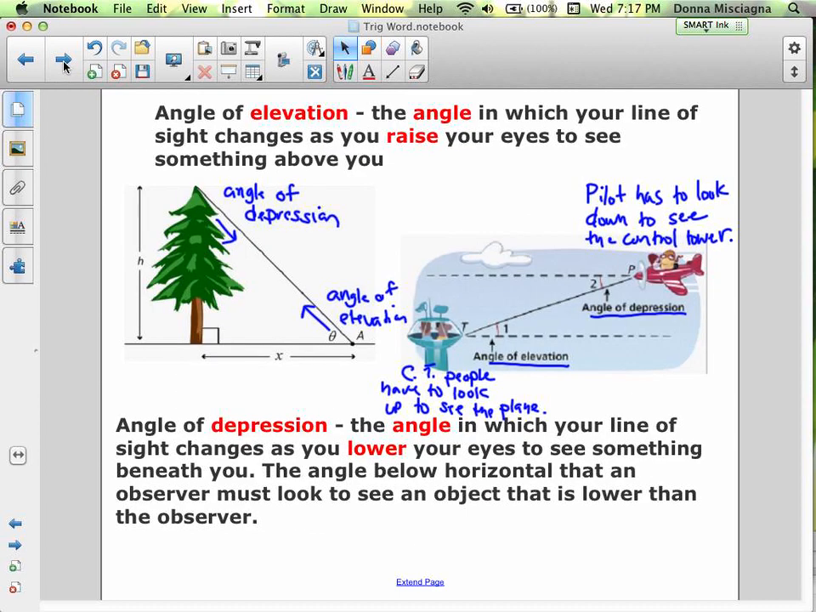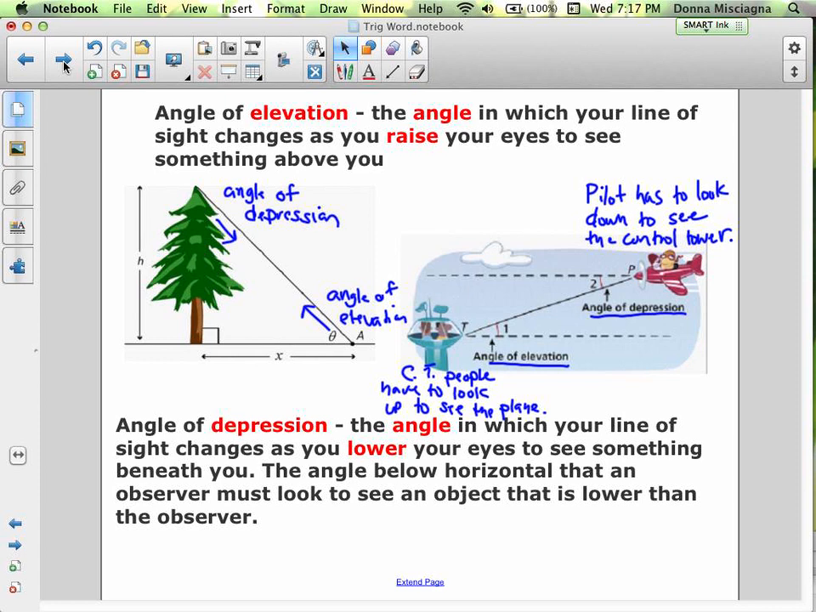So I said you were going to have to learn some vocabulary words. Angle of elevation and angle of depression. Because in word problems with no picture, angles will be described based on whether they are an angle of elevation or an angle of depression. And you will need to put the angle in the right location. If you put the angle in the wrong location, your answer will not be correct.